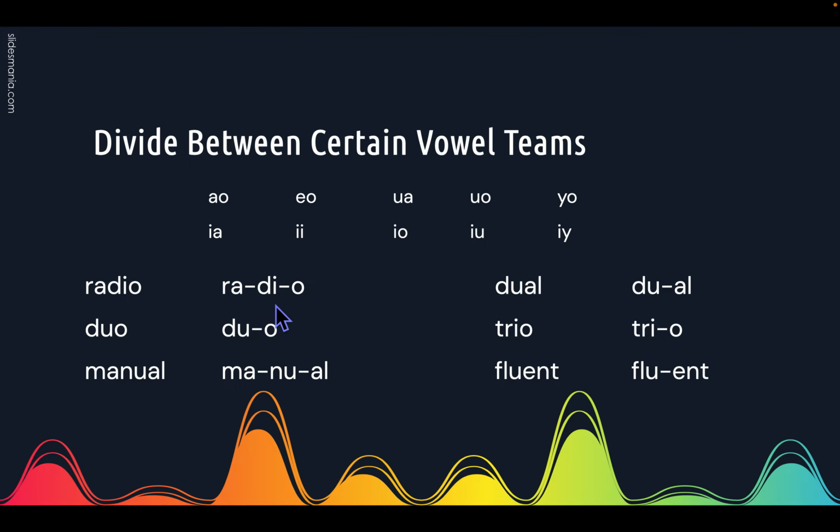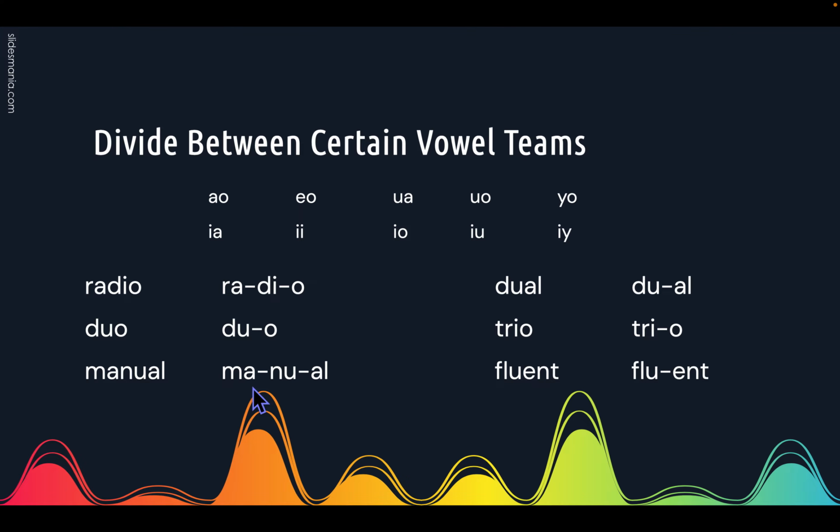An important thing to remember is that an I before an A, an O, or a U often has a long E sound of E. So if it's before an A, O, or U, try the long E sound before trying the long I sound. So this would be radio. We're going to split between the U and the A. It's on our list. Dual. Split between the U and the O. Duo. Split here. Trio. We're going to split between the U and the A.